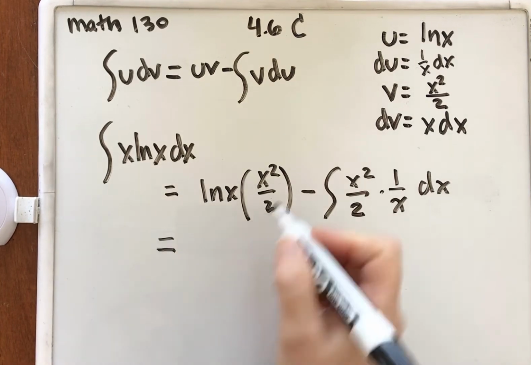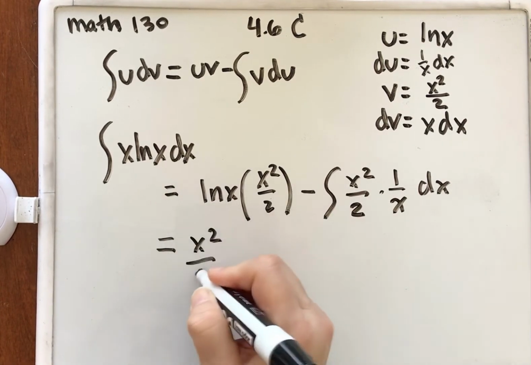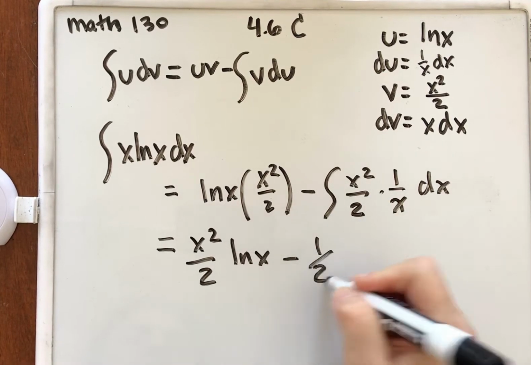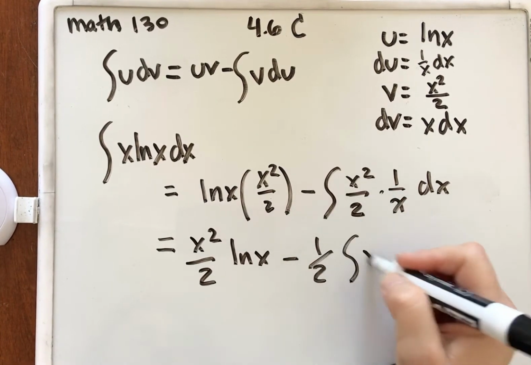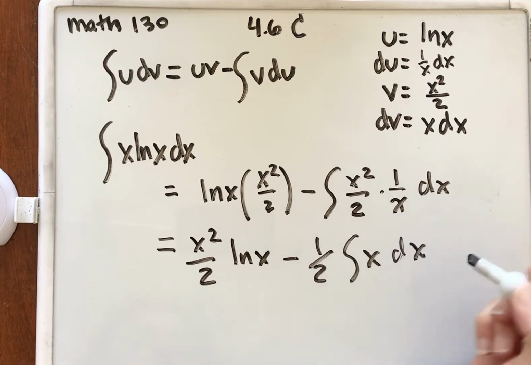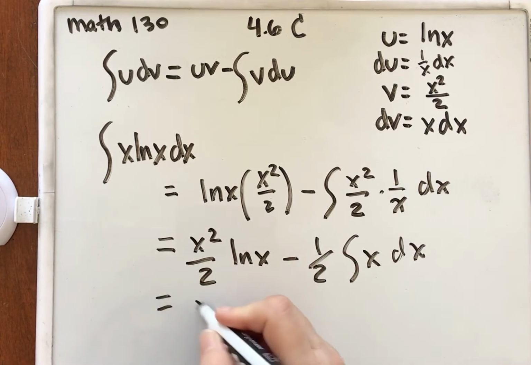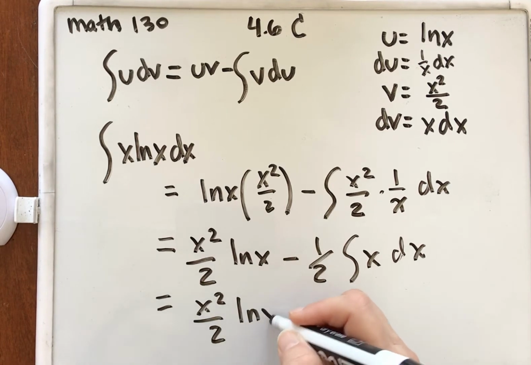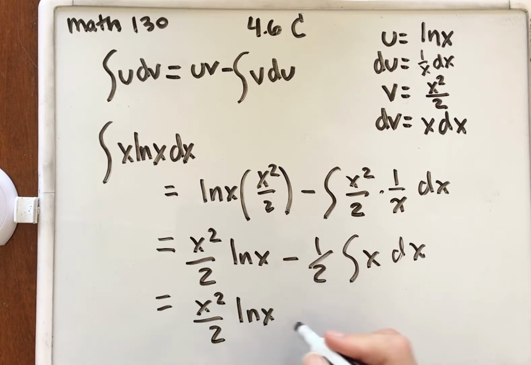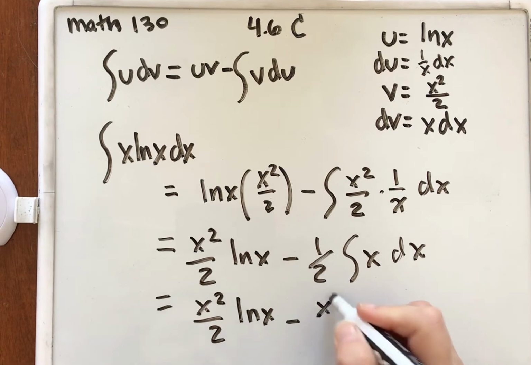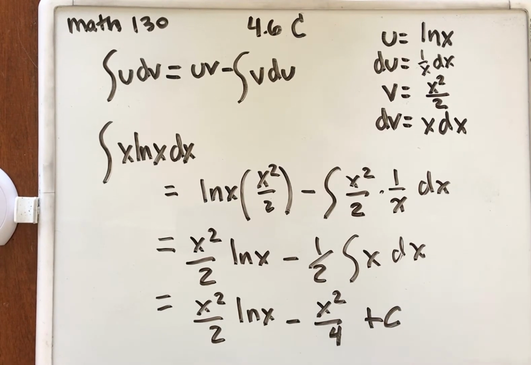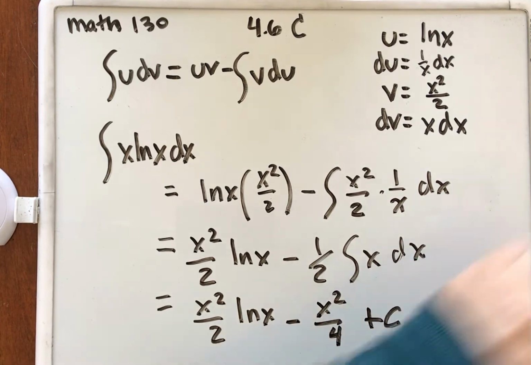Okay, bring this to the front. X squared over 2 ln x, bring out the 1/2, integrating, this cancels out, dx, and our answer is x squared over 2 ln x, and you had minus x squared over 4 plus c. Very good.